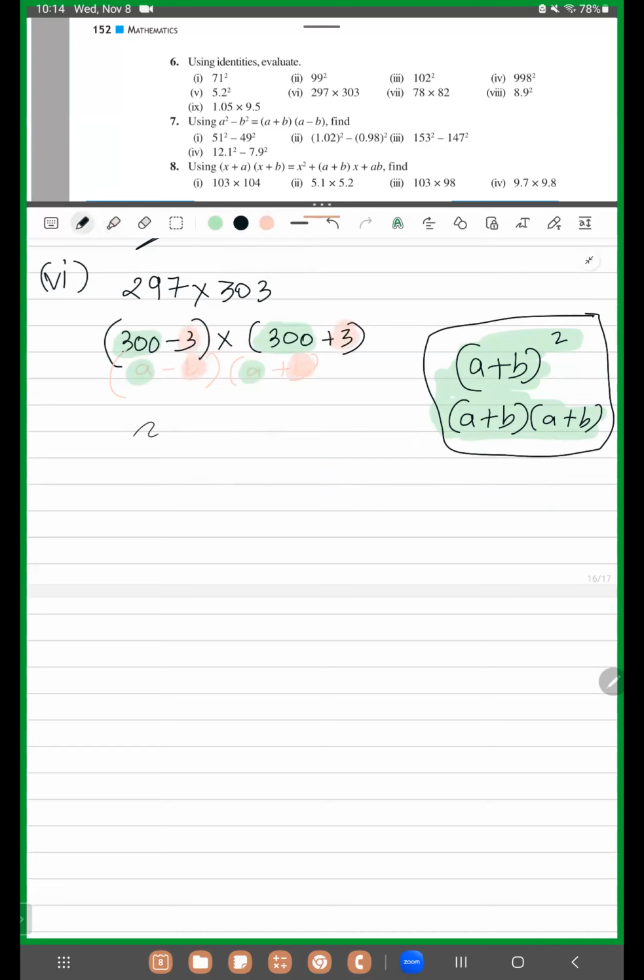So it's more convenient if we write minus and plus. Yes. Okay. Then it will be a square minus b square, right? A minus b, a plus b is a square minus b square.